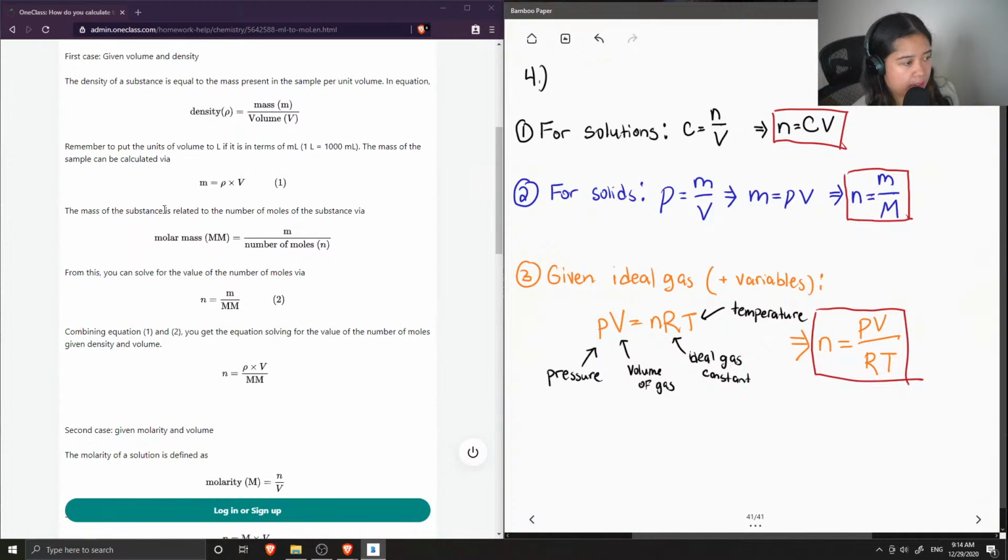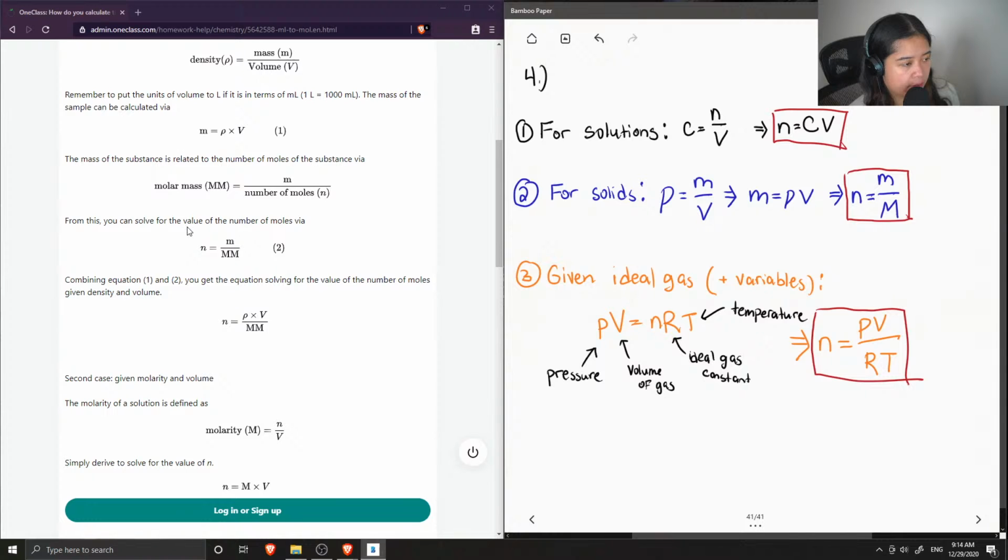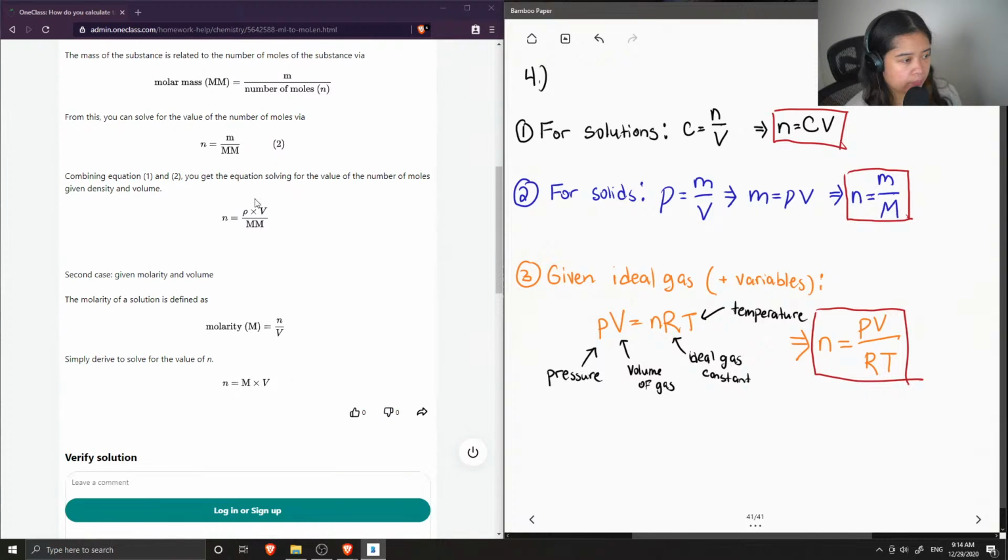Mass of the substance is related to the number of moles of the substance. And then they show that molar mass is equal to mass over number of moles. From this, you can solve for the number of moles by dividing mass over molar mass. And then they just combined the two equations to show how one would do that.